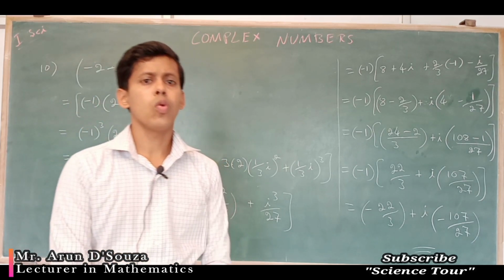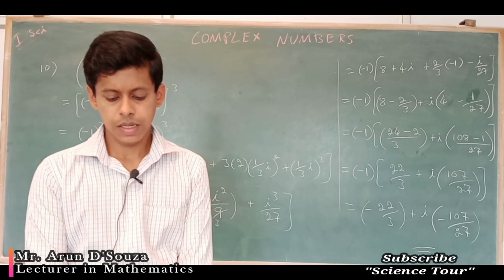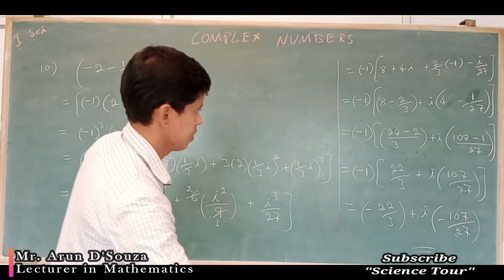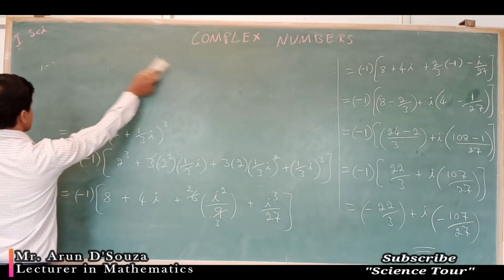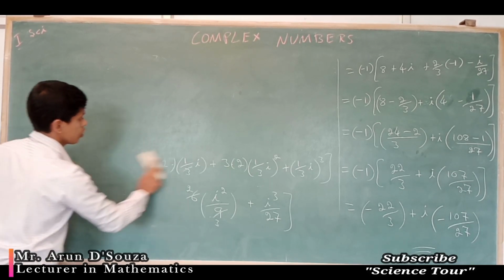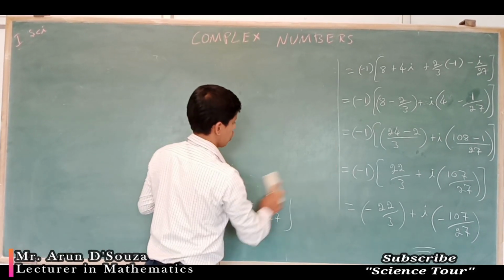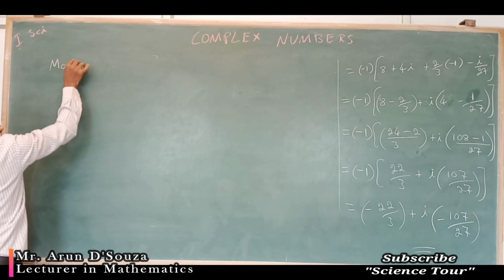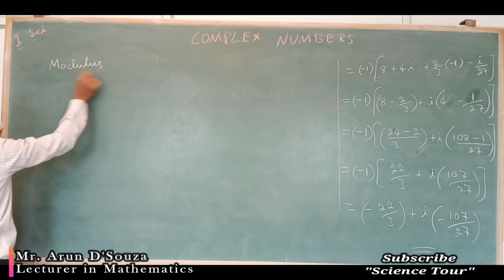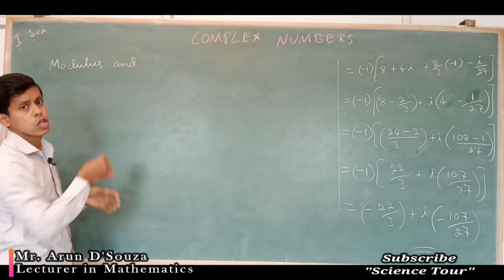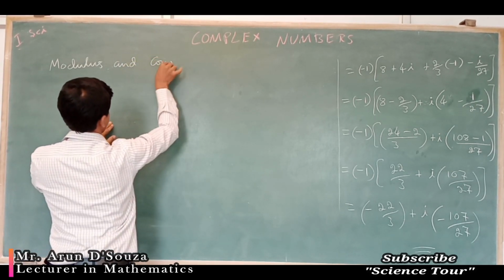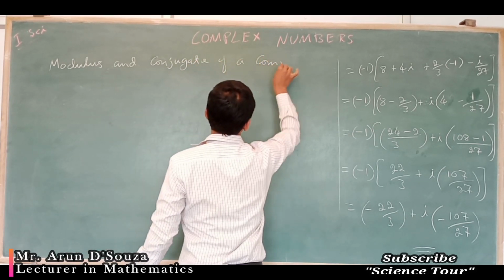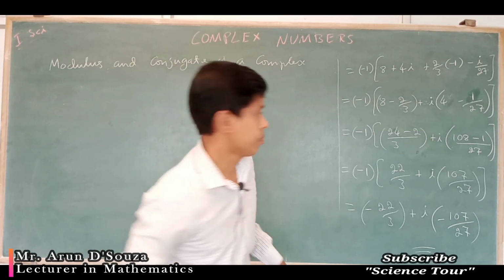Alright, so I hope you have understood whatever is explained so far. Now we'll move on to a new concept, that is modulus and conjugate. For the next 5 or 10 minutes, we'll just understand what we mean by modulus and conjugate. The first one, modulus, and next is conjugate of a complex number.